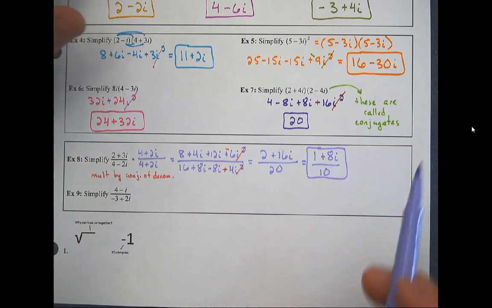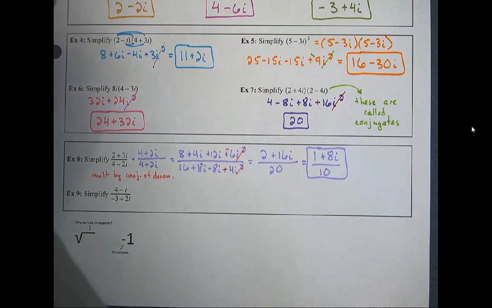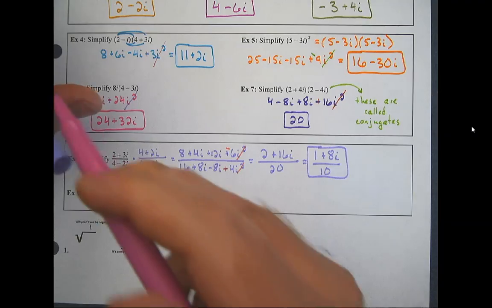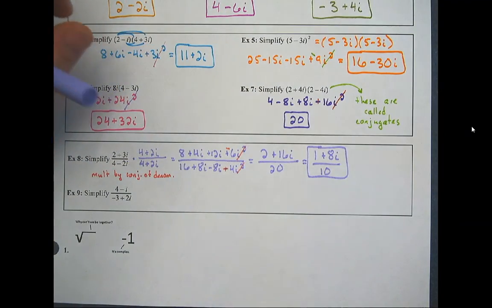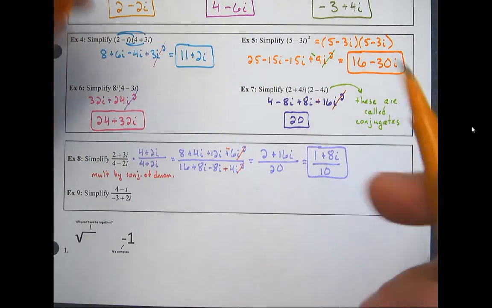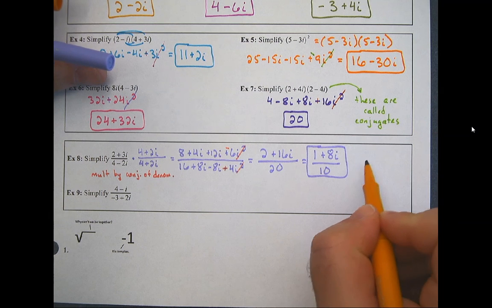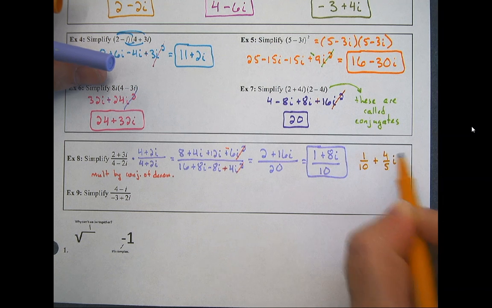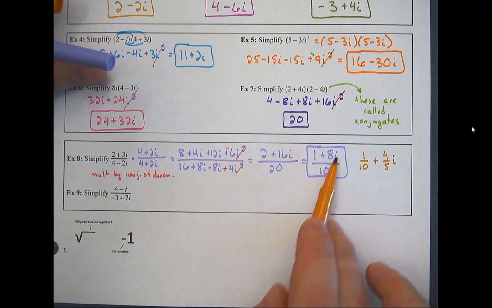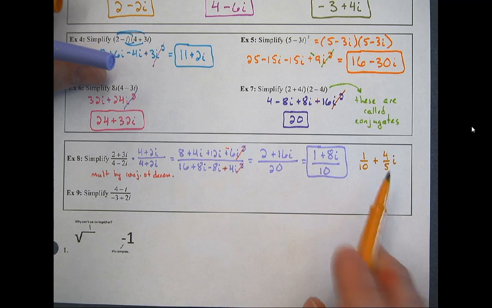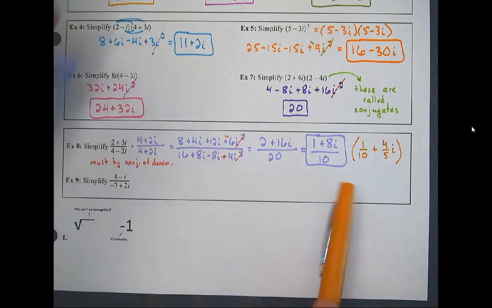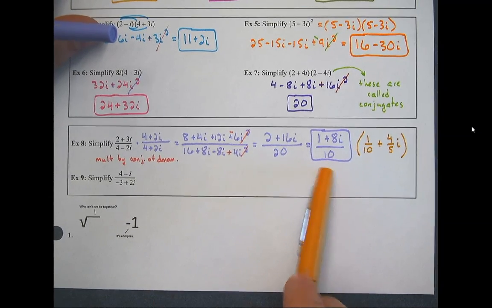Now you might see the answers written a little bit differently. Hopefully you see that they're pretty much the same format, just a different way of writing it. So the other way you could see your answer is like this. 1 over 10 plus 4 over 5i. So I broke up 1 over 10 and then I did 8 over 10, which reduces. So this answer is okay too. I don't care which way you do it. I think on the answer key, I left them all like this.